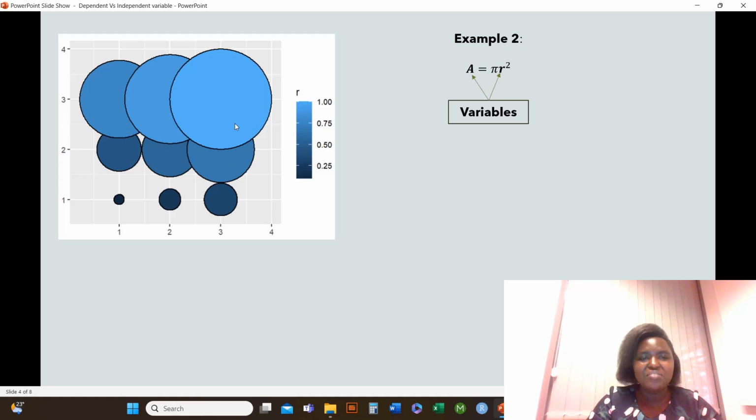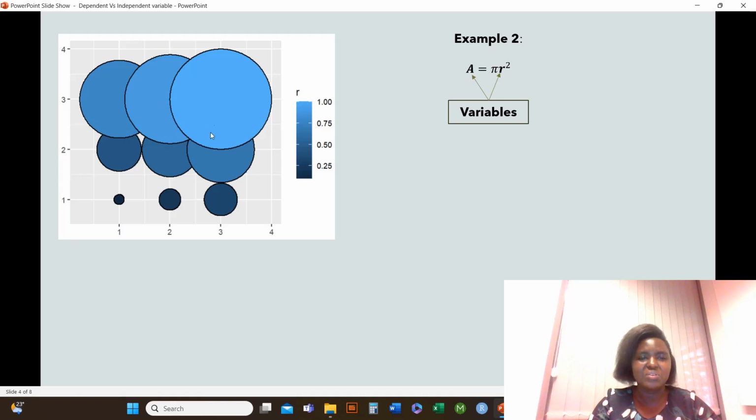In this picture, we have circles of different sizes. Small circles and big circles. In geometry, the area of a circle is equal to pi times r squared. In this formula, the letter A, which stands for area, and the letter R, which stands for radius, are also variables because they can take different values.